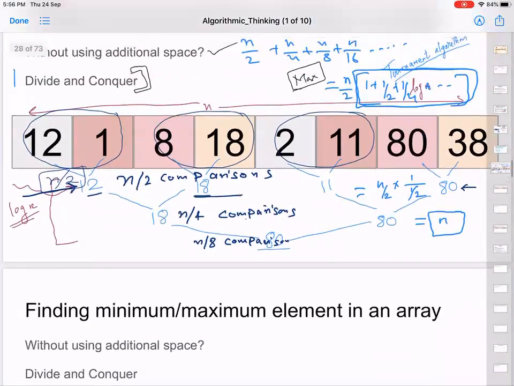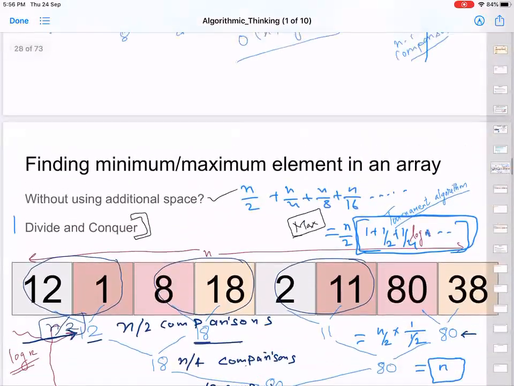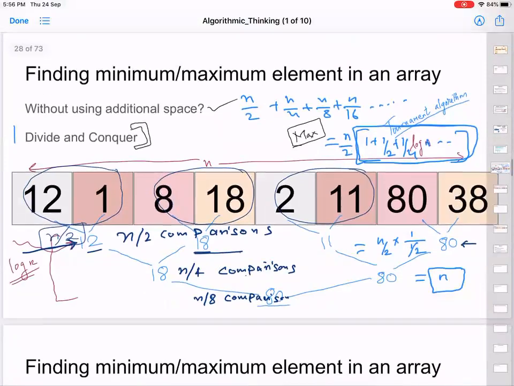So we have looked at 2 methods of doing this. One was a linear scan to find the max.